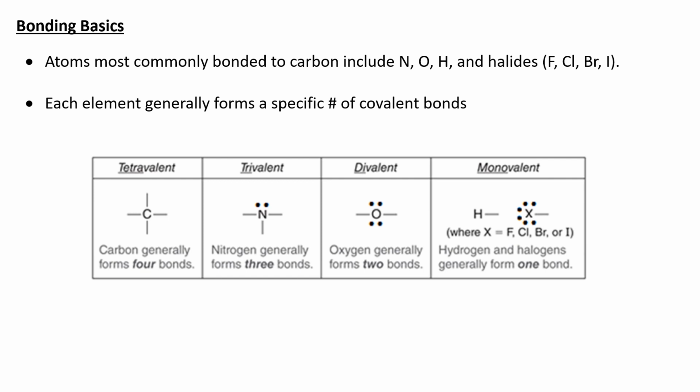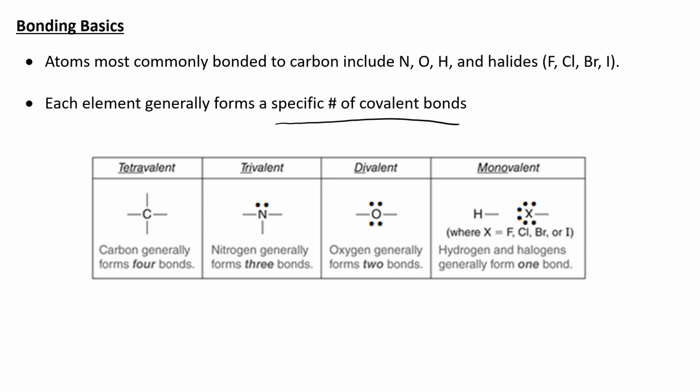Now that we know about isomers, let's talk about bonding basics, which should be familiar from Chem 1. Because we're going to be dealing primarily with a small number of atoms, we're only going to focus on sort of the top right-hand side of the periodic table and those elements. So you should know from Chem 1 that each element generally forms a specific number of covalent bonds. Now we can get into why and the exact number of bonds that they form later.